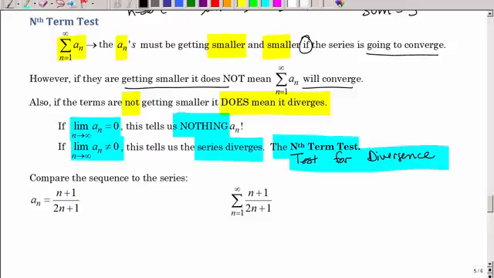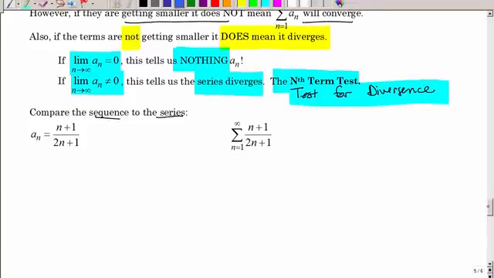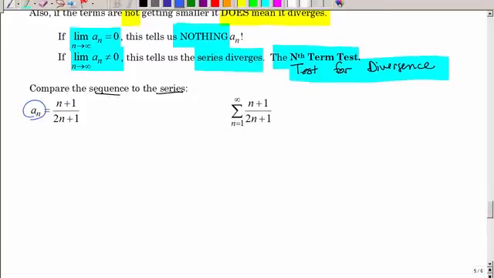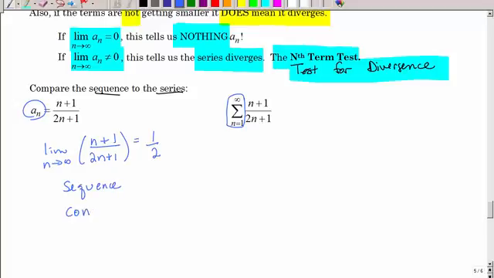Wow. Let's try to clear this up by comparing a sequence to a series, because that's what most students get confused about. Okay, so this is a sequence. It's just a list. This is a series because we have the sum of the associated sequence. So if I take the limit as n approaches infinity of n plus 1 over 2n plus 1, that equals 1/2. And so we could say the sequence converges to 1/2.